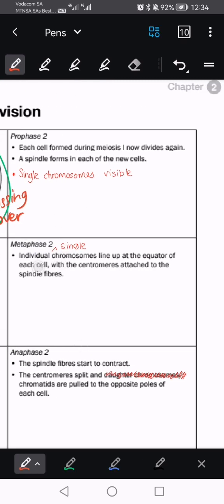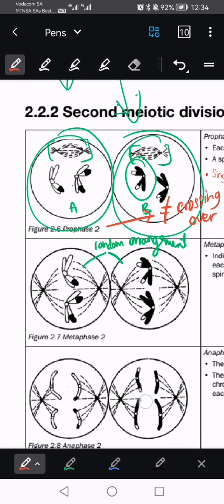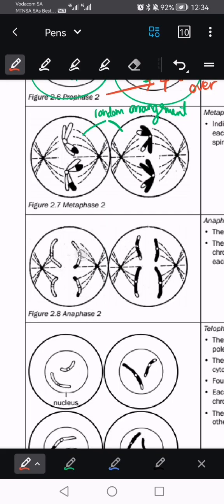Let's read. Individual or single chromosomes line up at the equator of the cell with the centromeres attached to the spindle fibers. Please, you need to include this sentence in metaphase 1 and metaphase 2 because of the centromere attaching to the spindle fiber, because it is significant in the pulling apart effect that's going to take place. Right, now in anaphase 2, here we can obviously see that they are being pulled apart, and here we can already see the formation of the 4 haploid cells that is going to take place. That's going to be A, B, C, D.